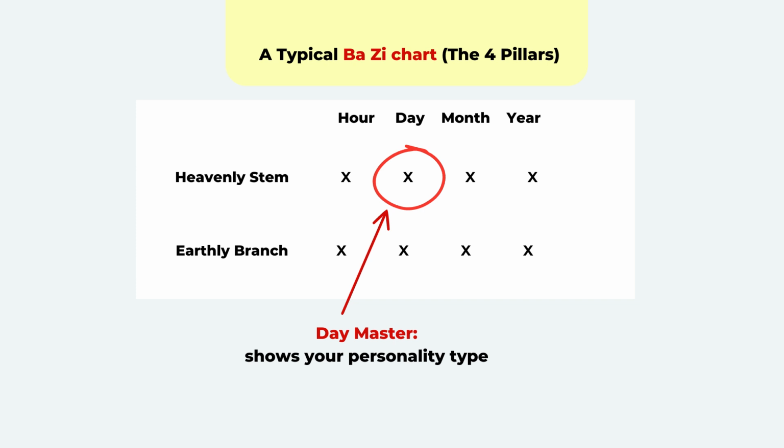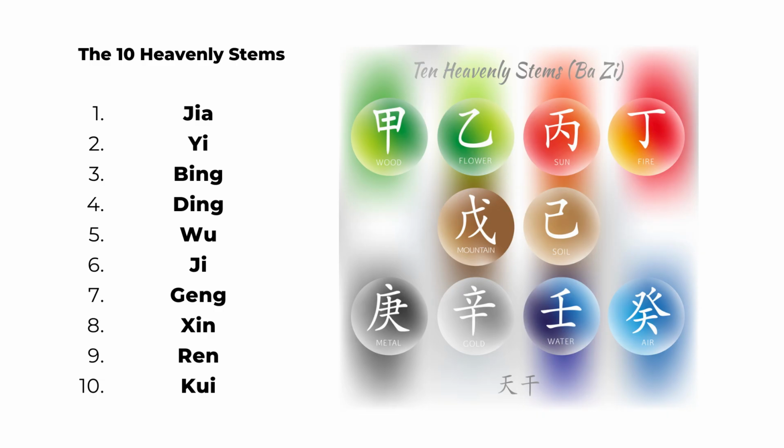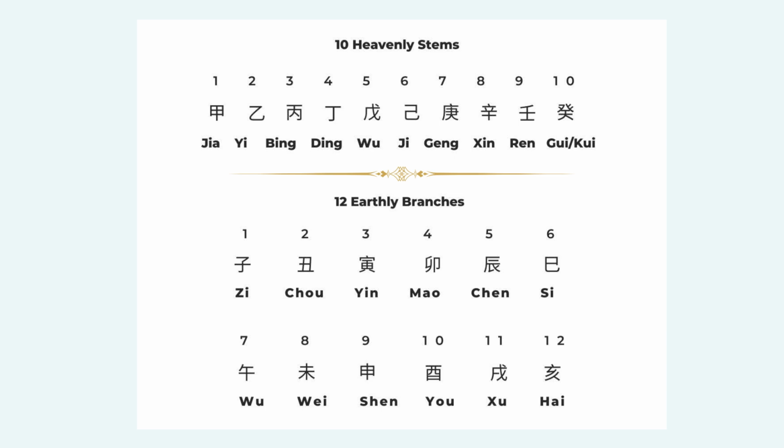Here is a typical 八字 chart. We will have 4 columns or 4 pillars, and each pillar has a heavenly stem and the earthly branch. And we talked about the 10 heavenly stems and 12 earthly branches many times before. We use a combination of the stem and branches to record the year, month, date, and the hour.